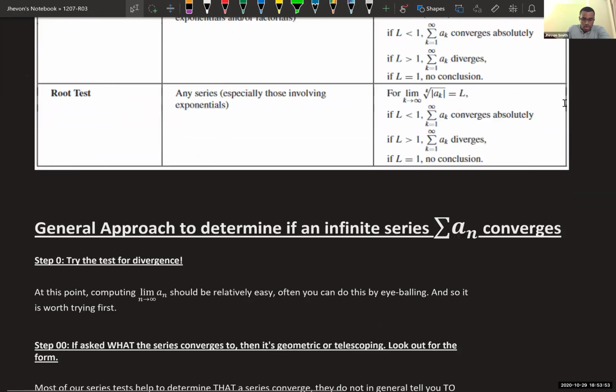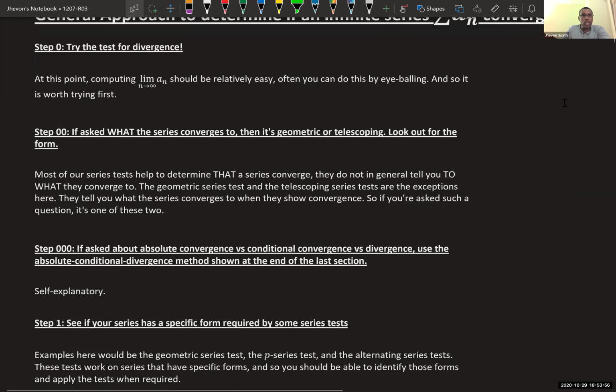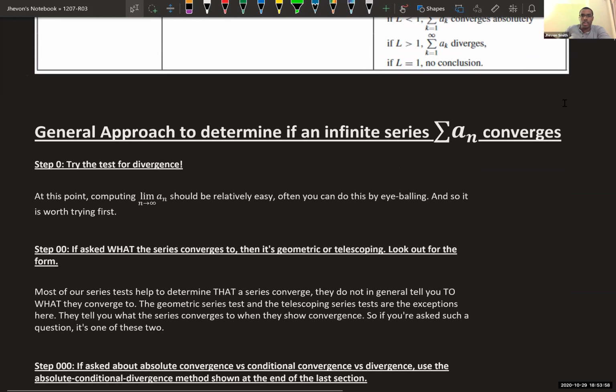Yeah, so general approach to series. How do I know what series test to use if I want to figure out convergence? Well, step 0 is always to try the test for divergence. Find the limit of a_n. If it's not 0, it diverges. Easy peasy. If it is 0, do not assume it converges. It is inconclusive.